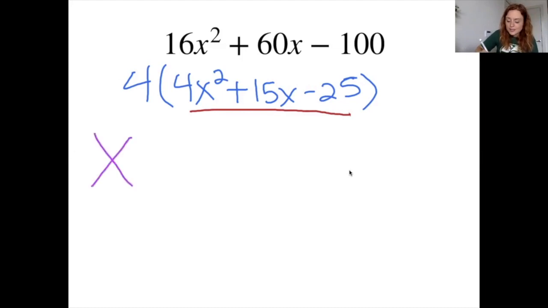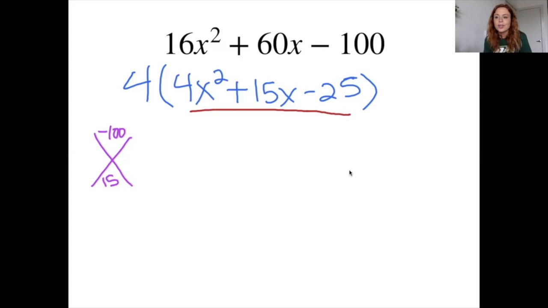My a and my c are 4 and negative 25. So 4 times negative 25 is negative 100. And then my b is positive 15. Okay, so now I need to find two numbers that multiply to be negative 100 and add to be 15.